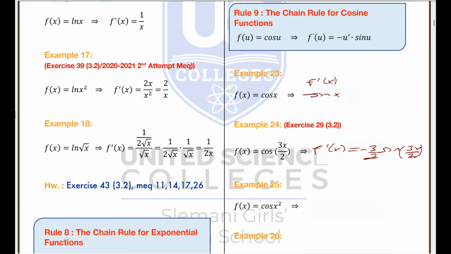Okay, next question, cosine x squared. So there's a power here. The power belongs only to the angle, only to x. So the derivative of cosine is negative sine of this angle multiplied by the derivative of the angle. What is the derivative of x squared? It is 2x. So negative 2x sine x squared. Whenever you have cosine, its derivative is negative sine multiplied by the derivative of the angle.